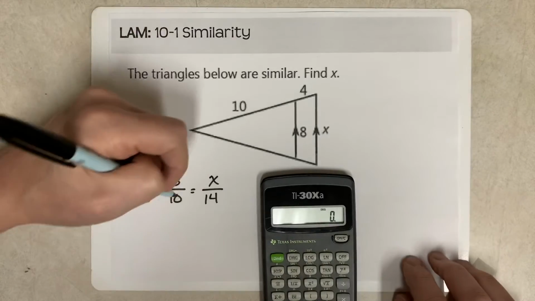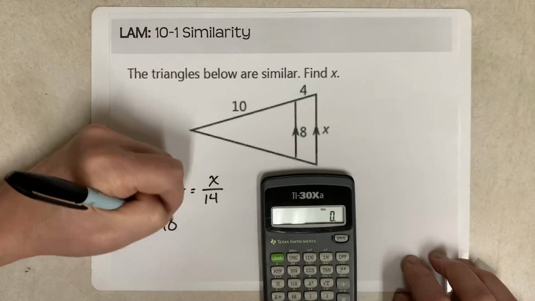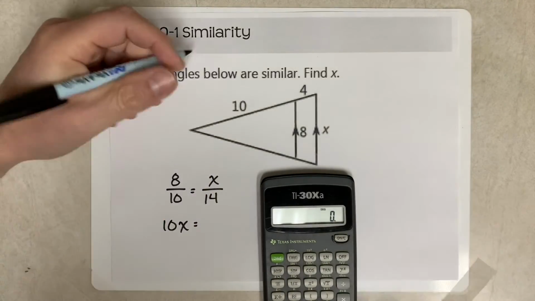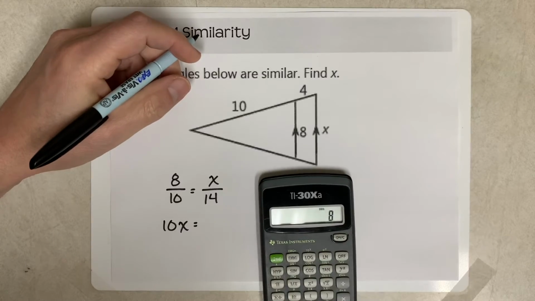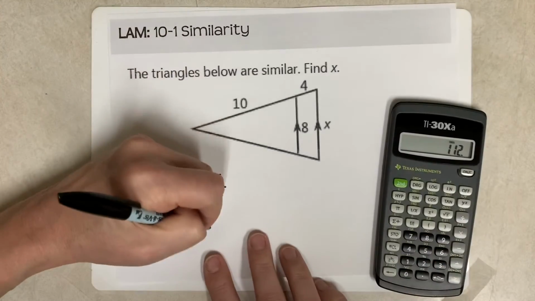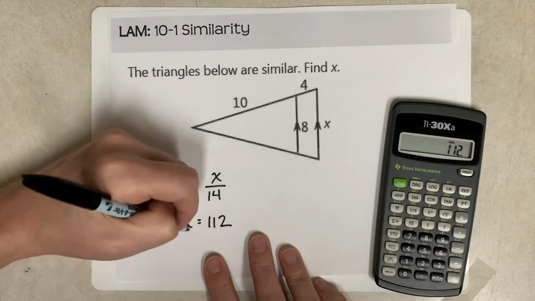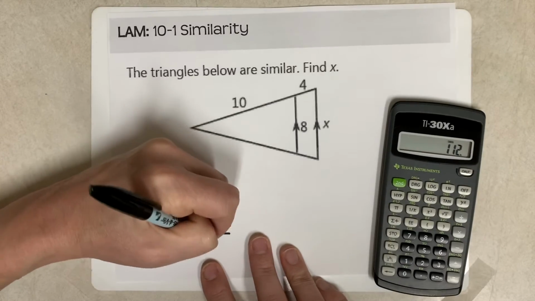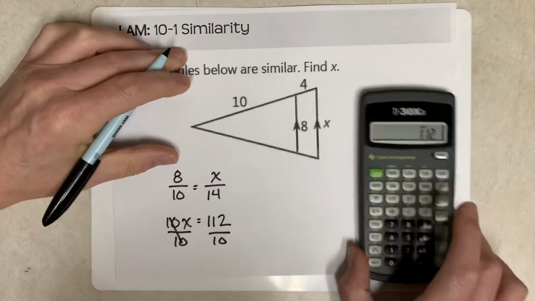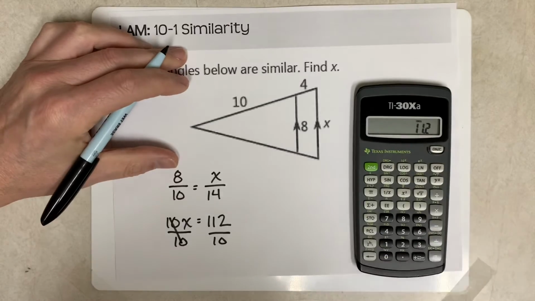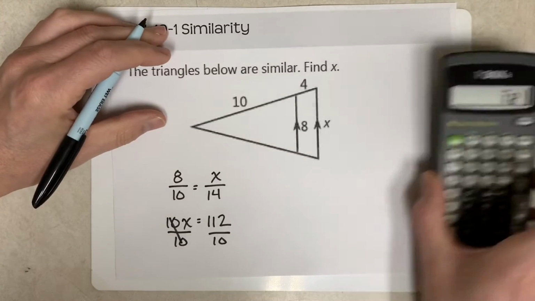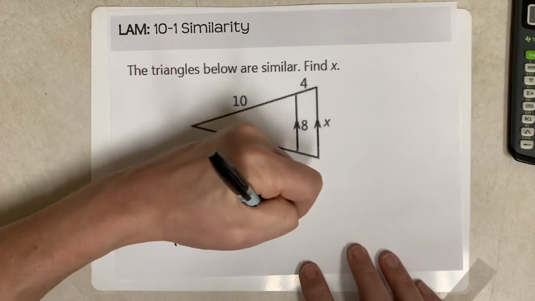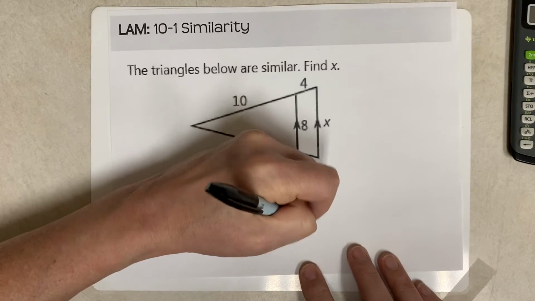So if we cross multiply, we're going to get 10x is equal to 14 times 8, which is 112. We divide by 10. And 112 divided by 10 is obviously going to be 11.2. And so our x value for this one is 11.2.